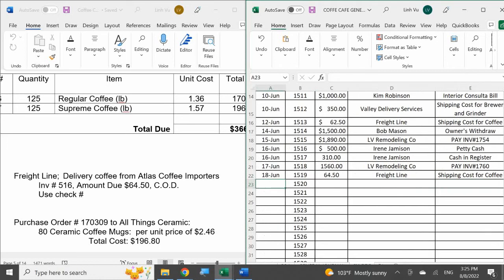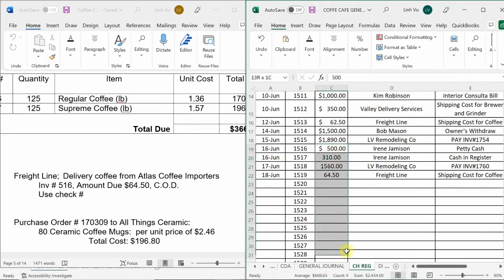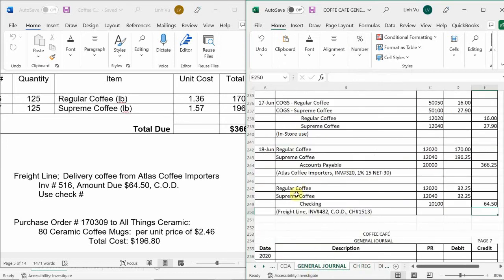Okay, so ours is 1519. Make that change in the general journal. So what invoice number is this? It is 516. It's still COD, and we wrote check number 1519. Okay, good.